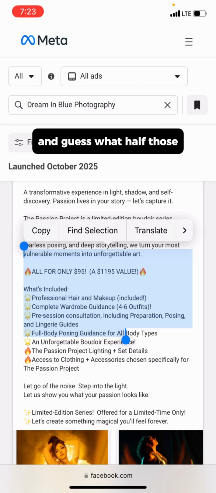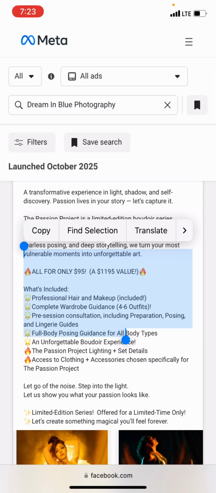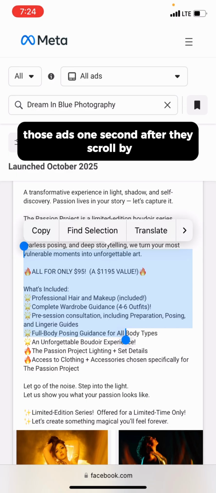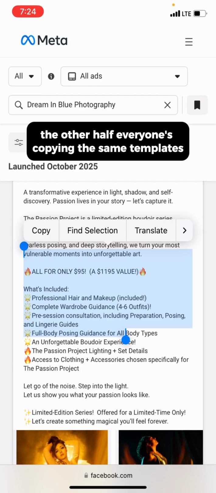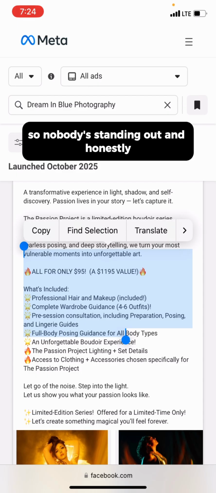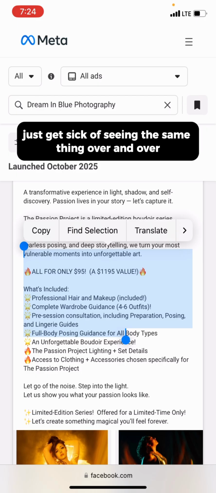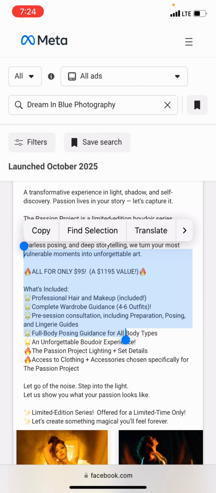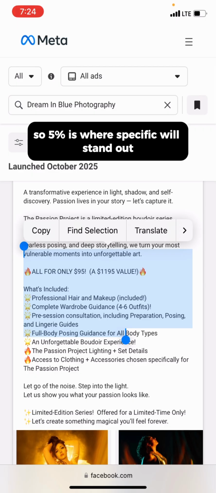And guess what? Half of those, all broad messaging, not specific. So they're forgotten. The women don't remember those ads 1 second after they scroll by. The other half, everyone's copying the same templates. So nobody's standing out. And honestly, the women just get sick of seeing the same thing over and over. It's just like brain numbing or dulling. So 5% is we're specific, we'll stand out.